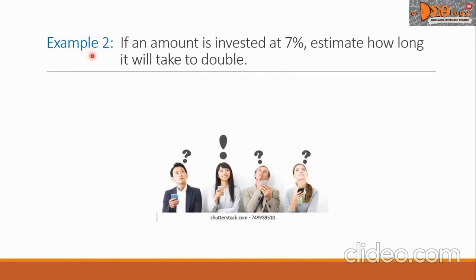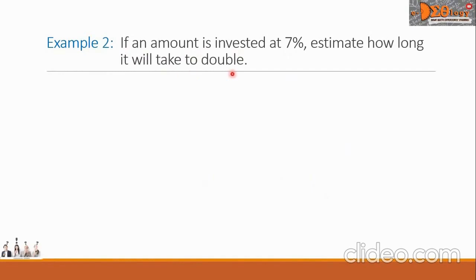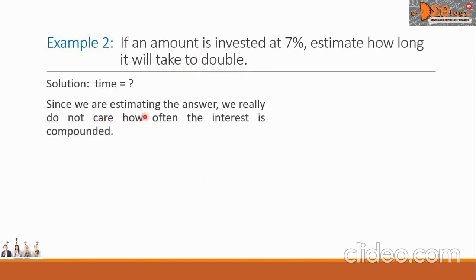Let us see this example 2. If an amount is invested at 7%, estimate how long it will take to double. For our solution, let us bear in mind that we are looking for the time. Since we are estimating the answer, we really do not care how often the interest is compounded. Let us say the interest is compounded continuously.